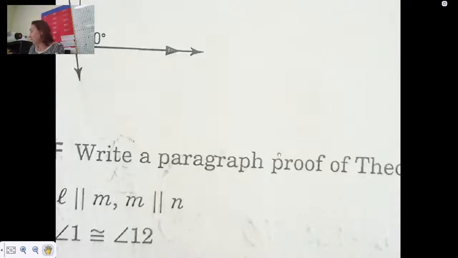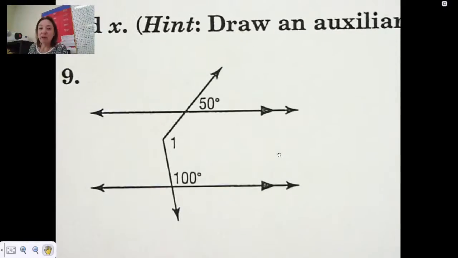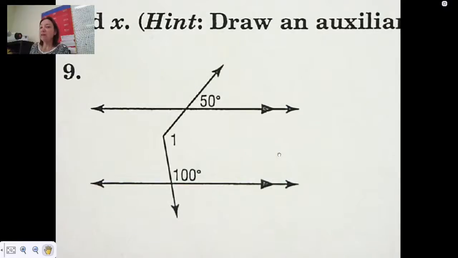Okay, it is funky looking, which is why we did it. So, look, their directions, they gave you a hint. They said, hint, draw an auxiliary line. You know what the problem with this hint is? Y'all don't know what an auxiliary line is. So, it'd be hard for y'all to know how to do it, right?